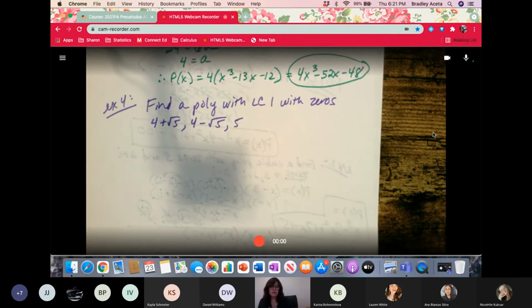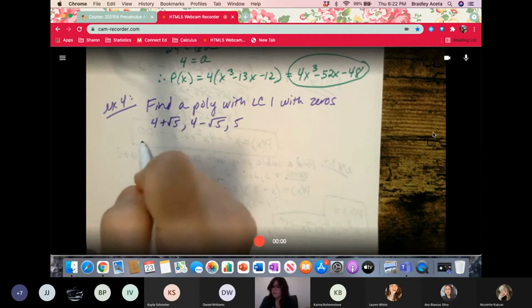Okay, so same thing again. Just wanted to show you this one because it had some square roots in it, and I know everybody gets a little freaked out. They see a square root, they're like, please don't do this. Again, they've given you zeros, 3 of them. So I know it's going to be a cubic polynomial.